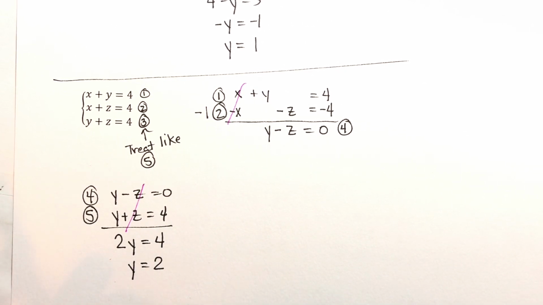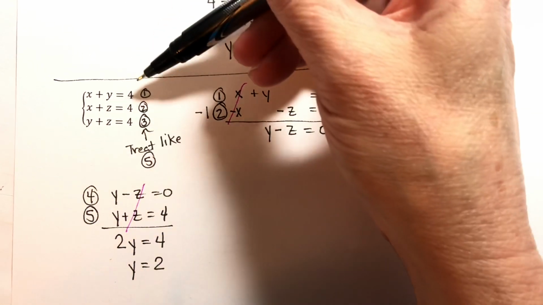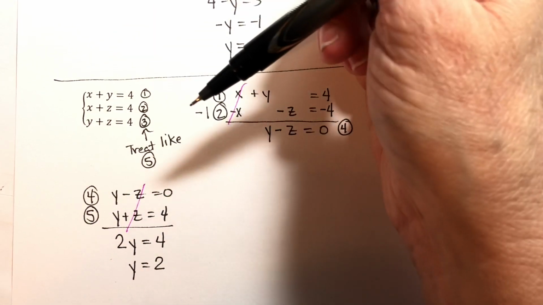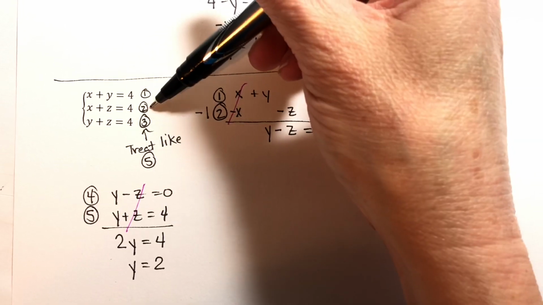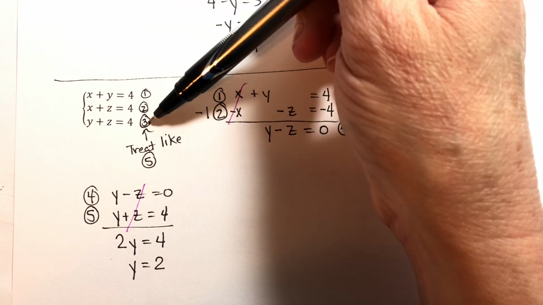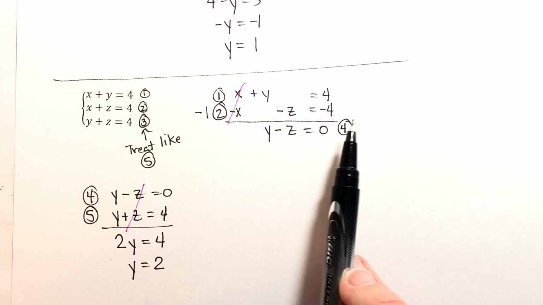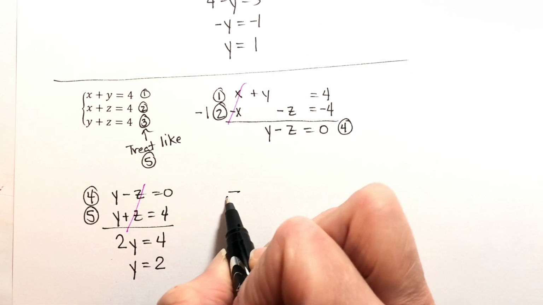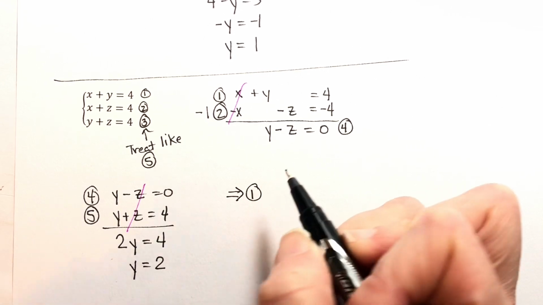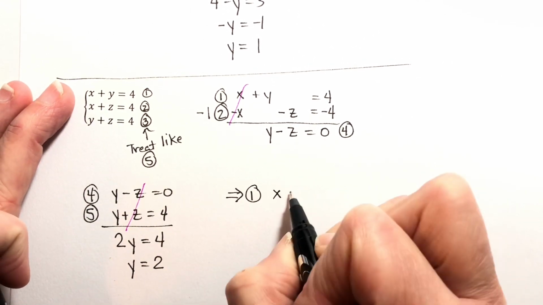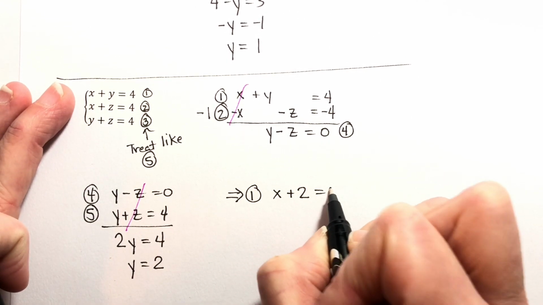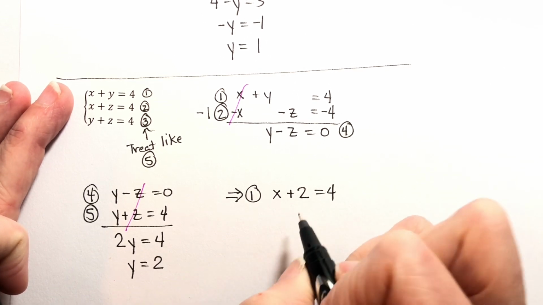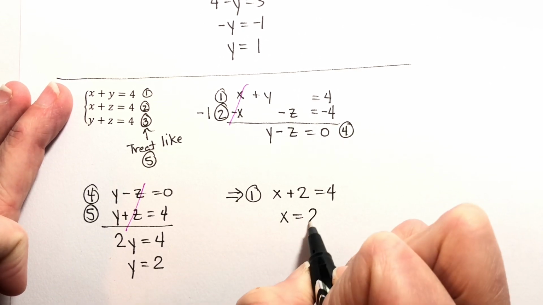We have one variable. We just need to plug in someplace that will give us another one. I could plug into 1 and find x. I can't plug into 2 because there's no y there. I could plug into 3 and find z. I could plug into 4 and find z. I'm going to go into 1. So I have x plus 2 equals 4. So x is also 2.